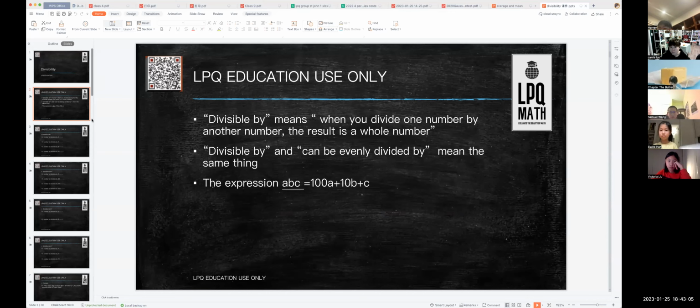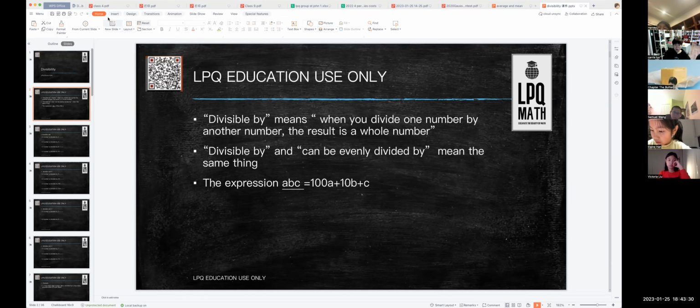So what does divisible by mean? You divide one number by another number, and the result is a whole number. That means there's no remainder; the answer must be a whole number. The answer cannot be a fraction or a decimal. This part is very easy for you, right? So you understand this. Divisible by and can be evenly divided by mean the same thing.